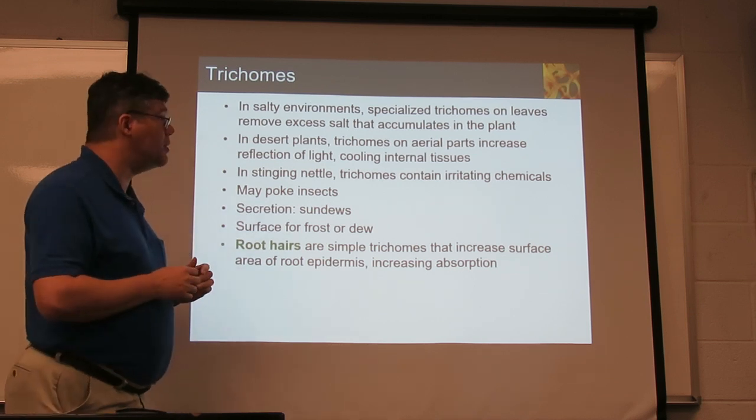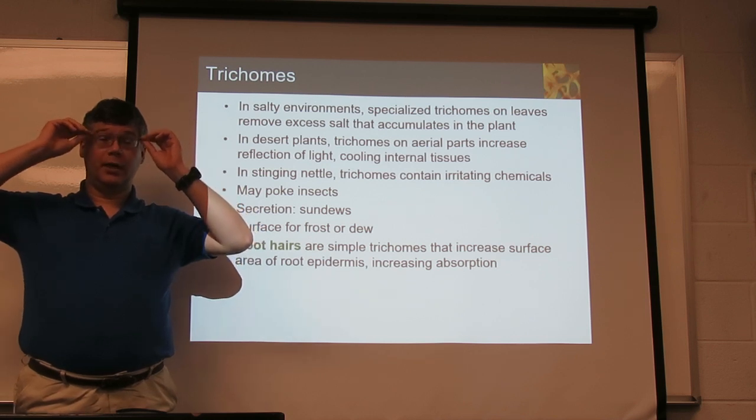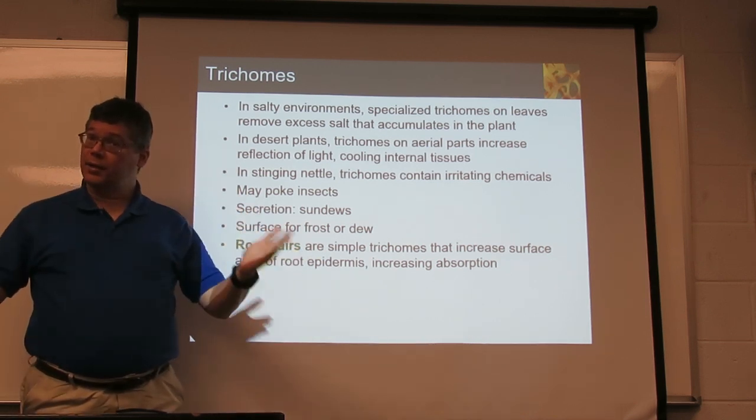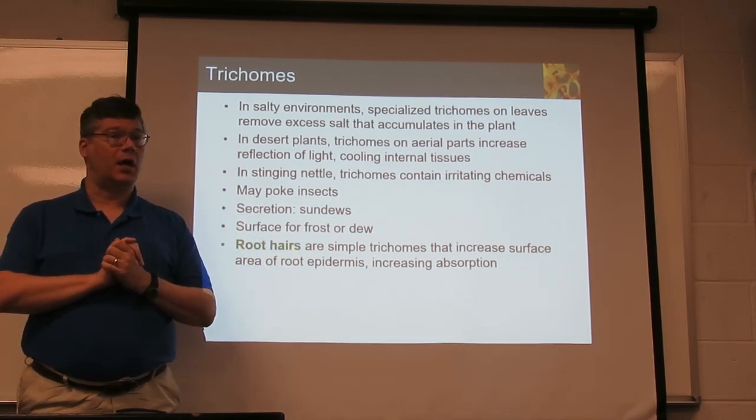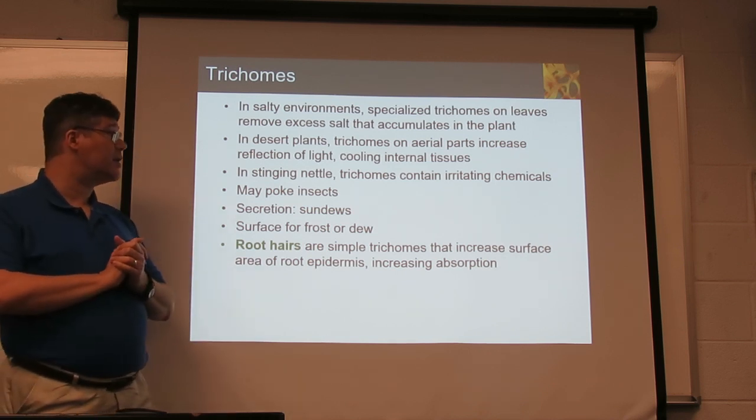A coating of hair, especially light-colored hair, will help reflect light so that the surface of the plant doesn't get as hot. So that is a common feature of a number of plants growing in hot, dry areas such as deserts.